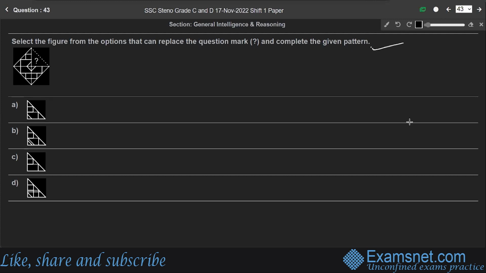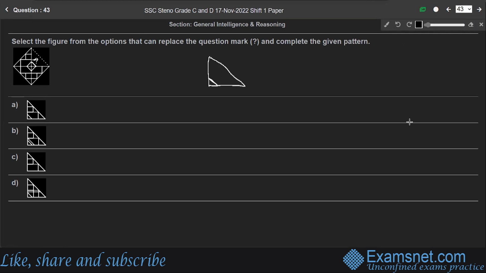Question 43. Select the figure from the options that can replace the question mark and complete the given pattern. So to complete the given pattern, let us fill the center part like this, right? So if you consider the pattern to be filled like this as a triangular pattern at the center part, we have this line, right? Which completes the center part.